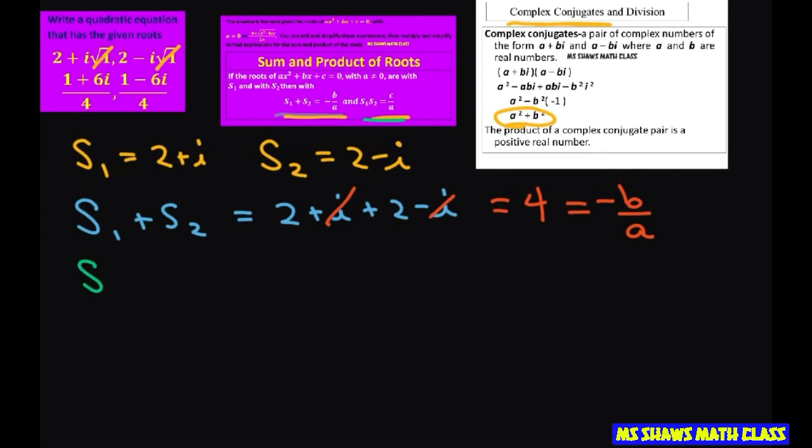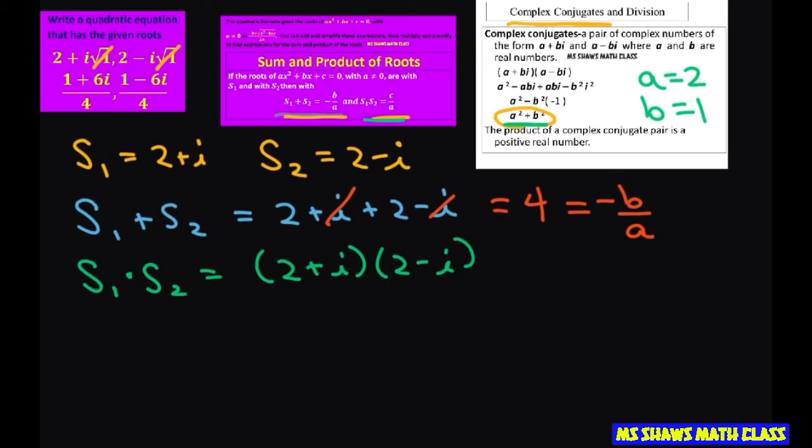So let's multiply S1 times S2. That's going to be 2 plus i times 2 minus i. This is where we're going to use this a squared plus b squared. My a is 2 and my b is 1. You don't put the i in there. This takes into account that i squared is negative 1. It's like there's a 1 in front here. So then all you do is you square both. So this is going to be 2 squared plus 1 squared, and this equals 5. That's going to be C divided by A.